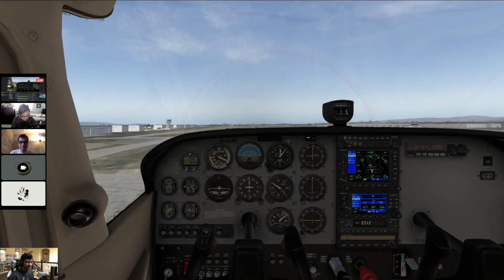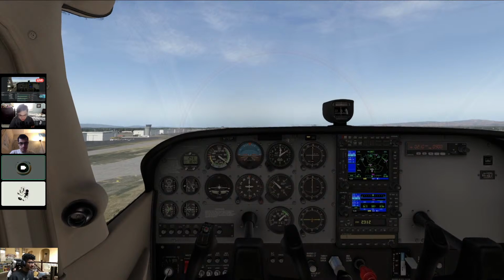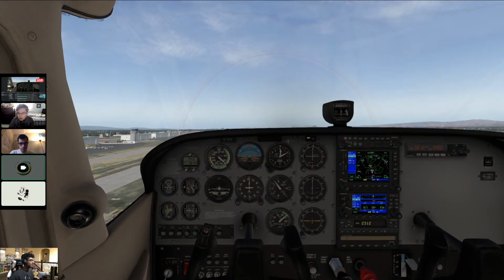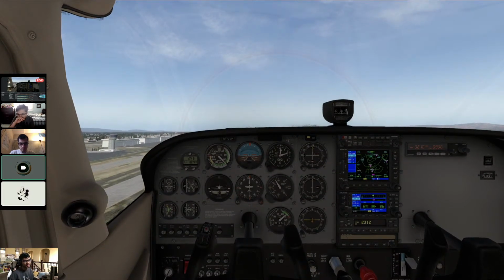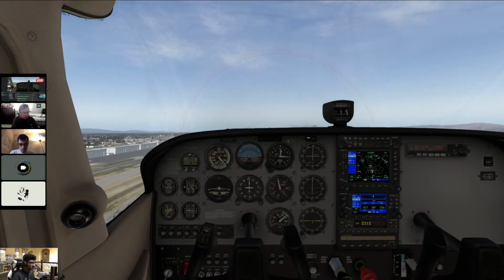Steven, would you have given me a vector after takeoff? Or I guess what could happen is you can get a vector as soon as you take off and then you're handed off to departure control.